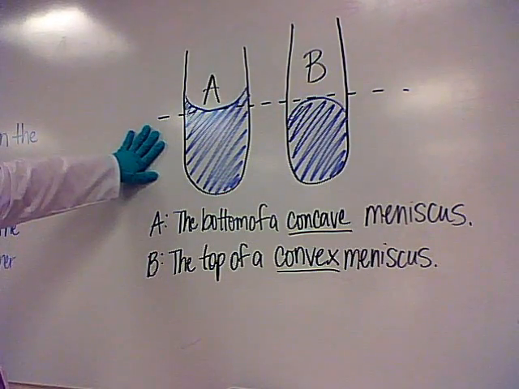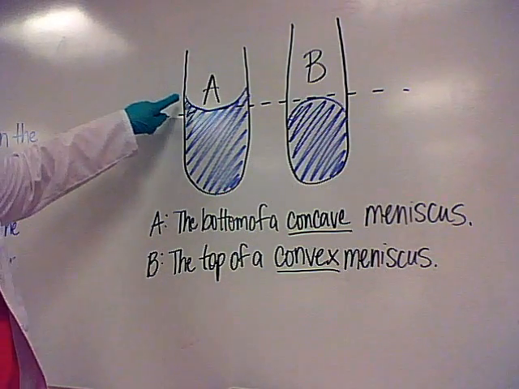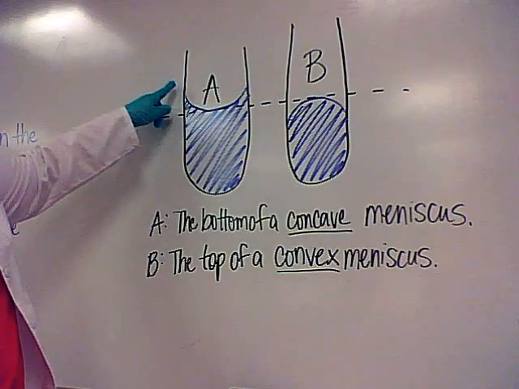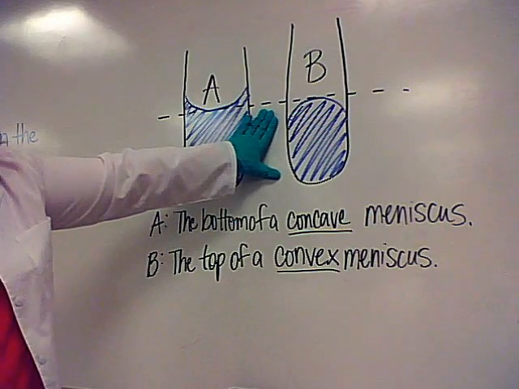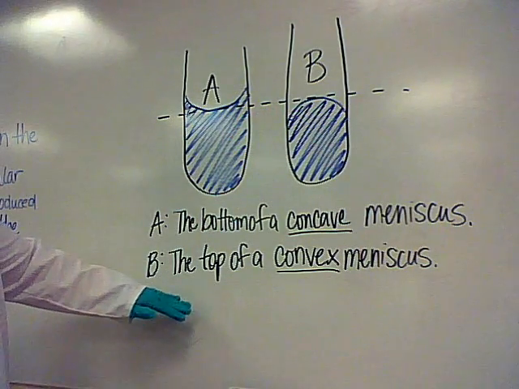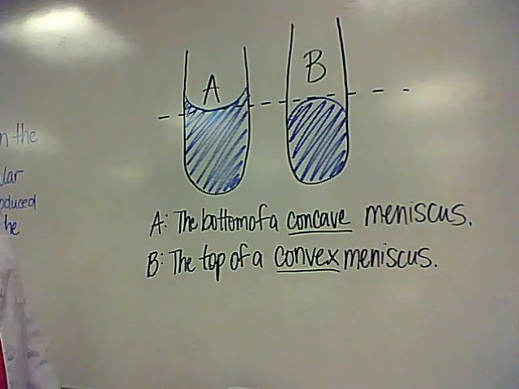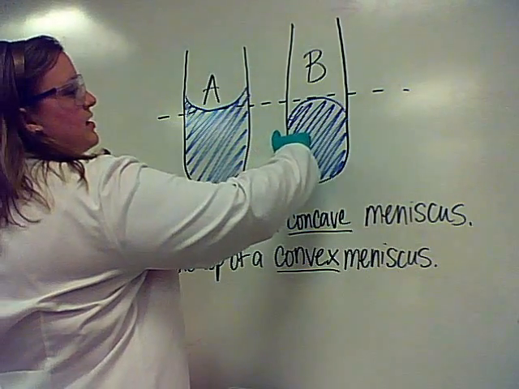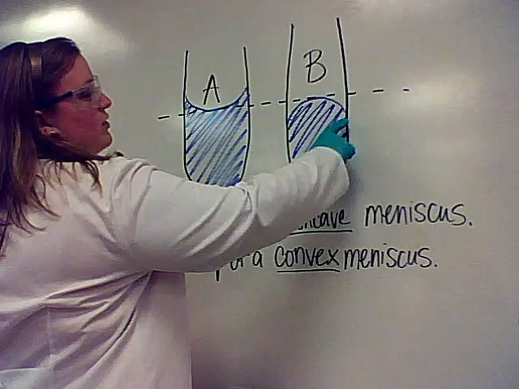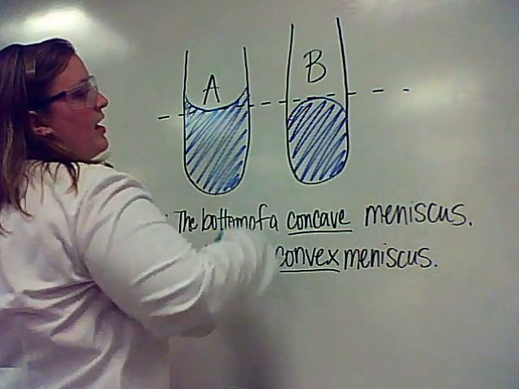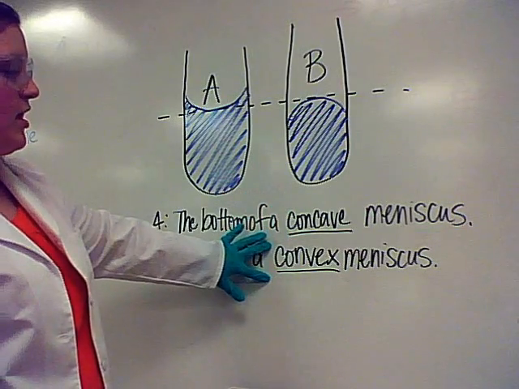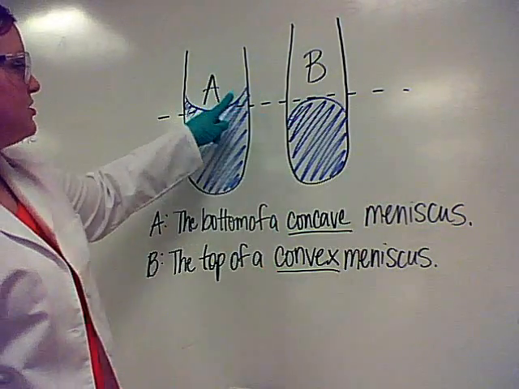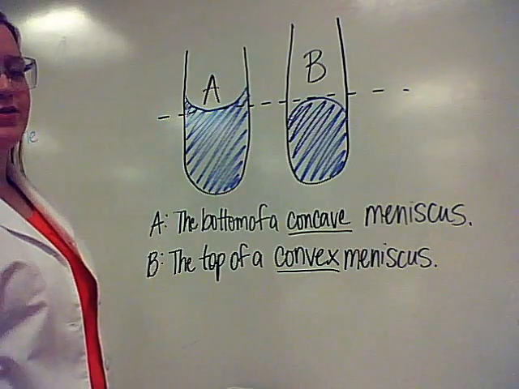Test tube A here is a portrayal of a concave meniscus. When you have a concave meniscus, you want to read at the bottom of the U shape, and that is what you would determine to be your proper volume. And test tube B here is a drawing of a convex meniscus. When you have a convex meniscus, it portrays an upside down U shape, and you want to read from the top of that shape. And again, the names come from the types of lenses, a concave lens and a convex lens. And you can see the shapes here and how they're related in the diagram.